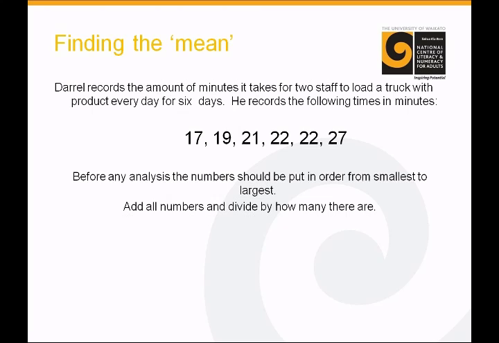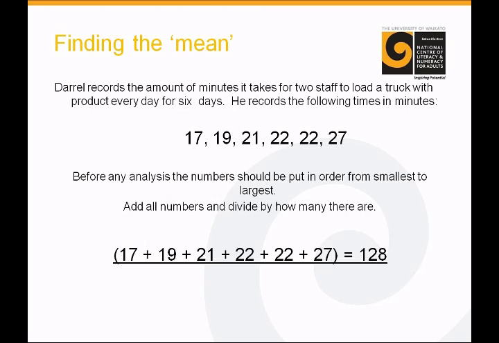So, how do we work out the mean? We add all the numbers and divide by how many there are. So, 17 plus 19 plus 21 plus 22 plus 22 plus 27 is 128. And we know that there are 6 data points, so we divide the total by 6, and the mean is 21.3. Now here's the question: if you ask Daryl how long it takes for 2 of his staff to load that truck, and he said 21.3 minutes, based on what you know of the data, is that a good representation of it? 21.3 minutes.